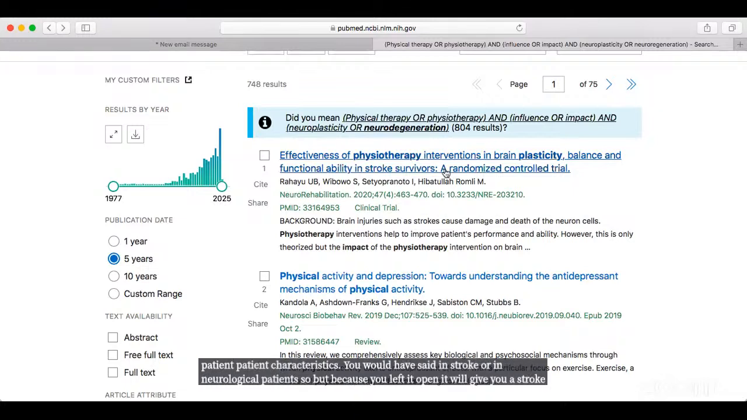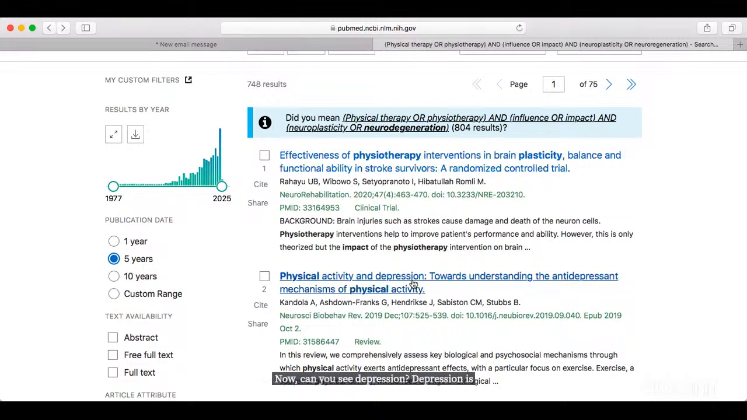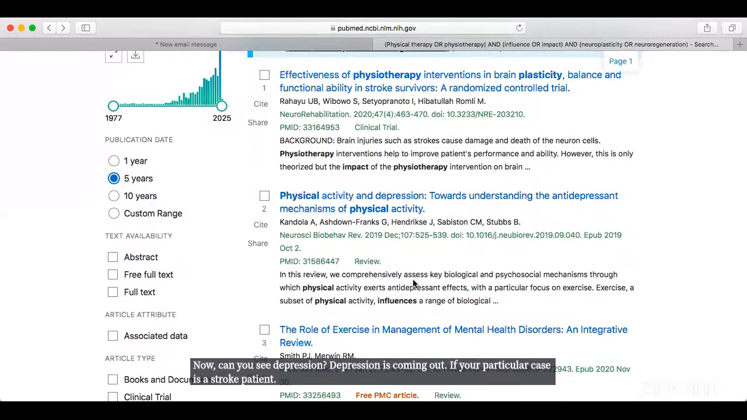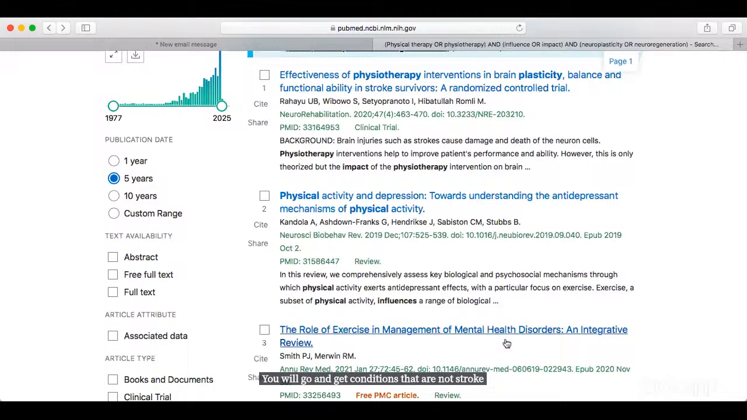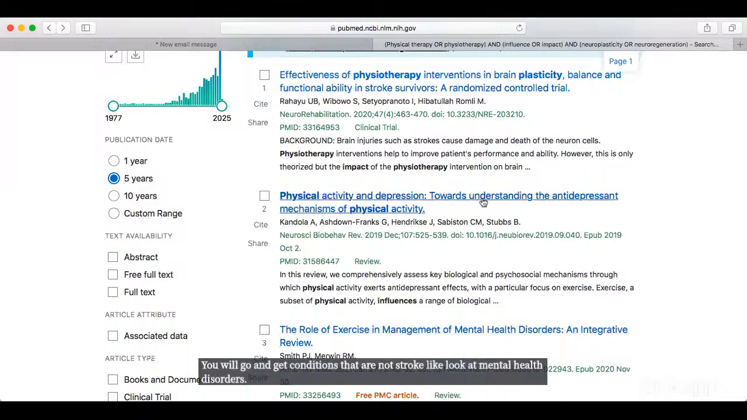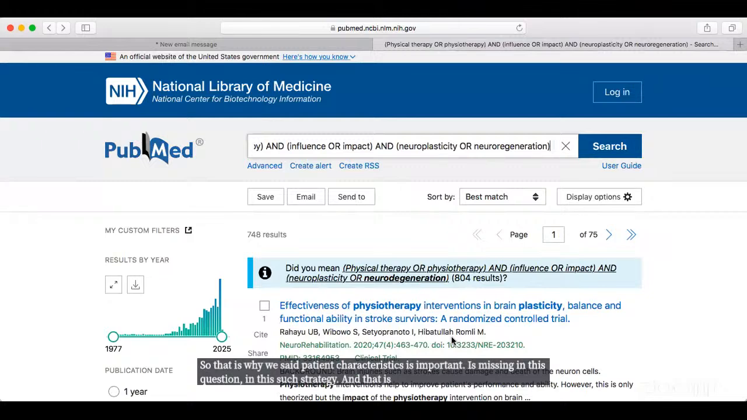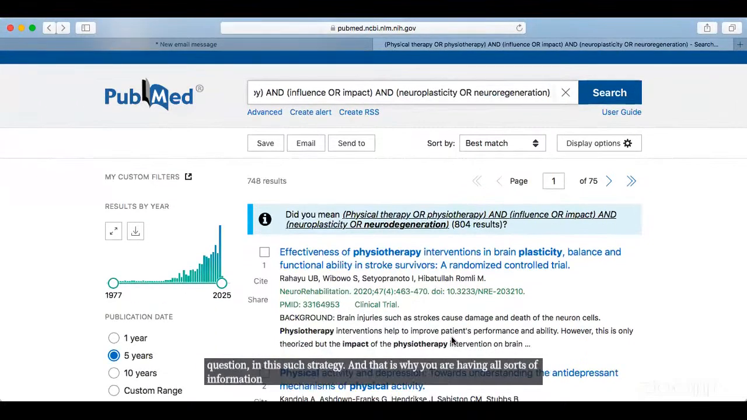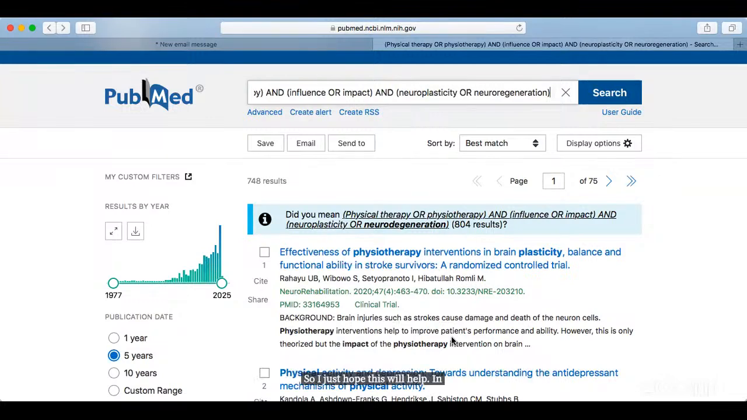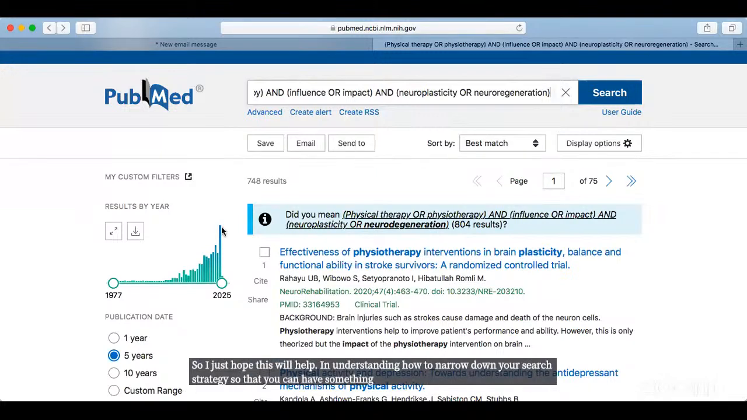I believe as we go down, now can you see depression? Depression is coming out. If your particular case is a stroke patient, you go and get conditions that are not stroke, like mental health disorders. So that is why we said patient characteristics is important. It's missing in this search strategy, and that is why you are having all sorts of information coming about all sorts of patients. So I just hope this will help in understanding how to narrow down your search strategy so that you can have something much more specific.